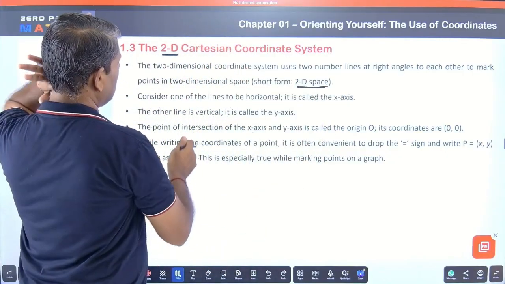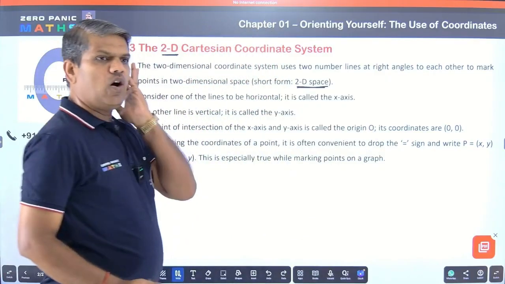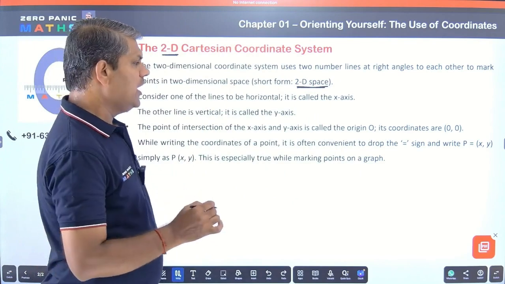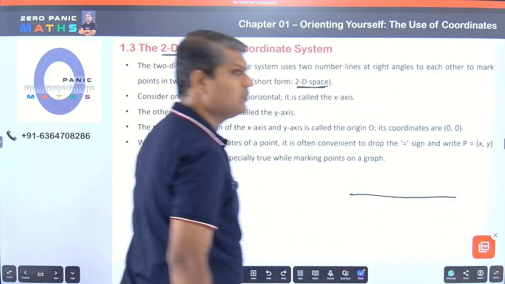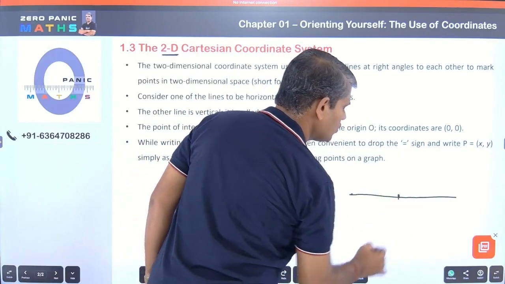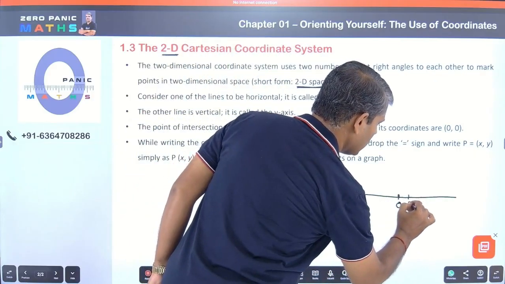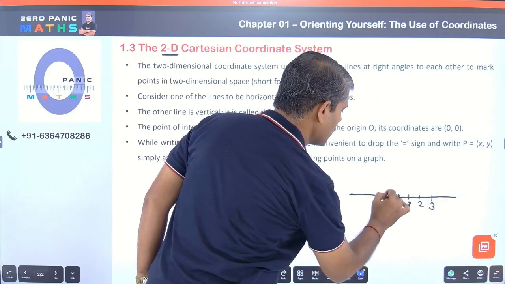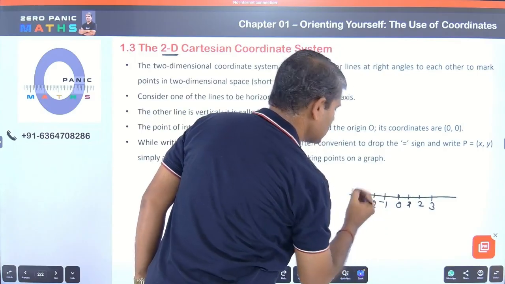So the two-dimensional coordinate system uses two number lines. Now, last year, if you remember, you used a number line. There was a number system chapter in which we studied one line to represent numbers starting from 0 in the middle, with 1, 2, 3 like this on the right side, the positive numbers, and the negative integers -1, -2, and -3 like this.